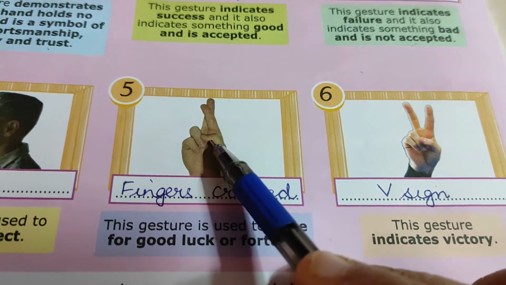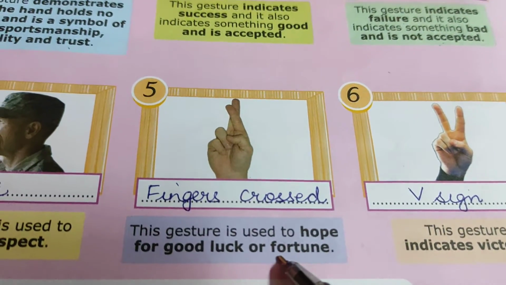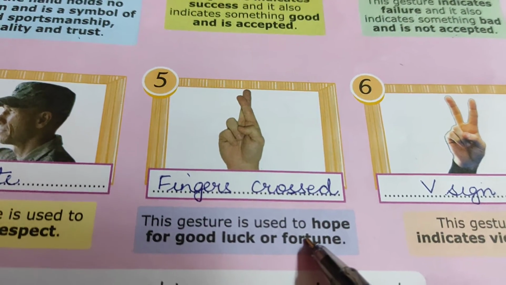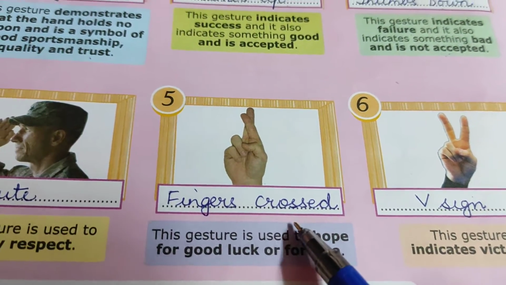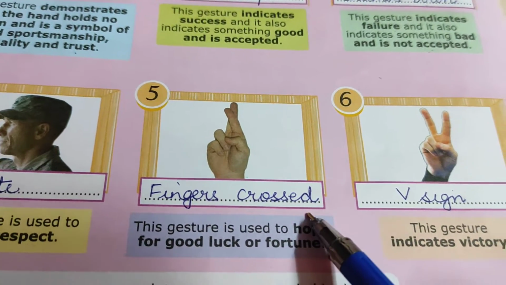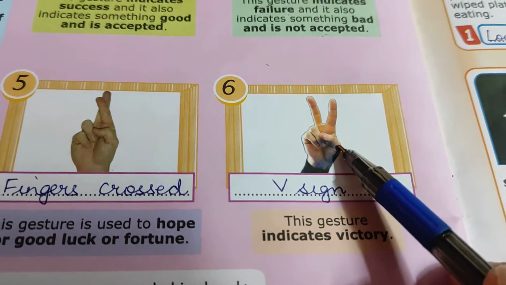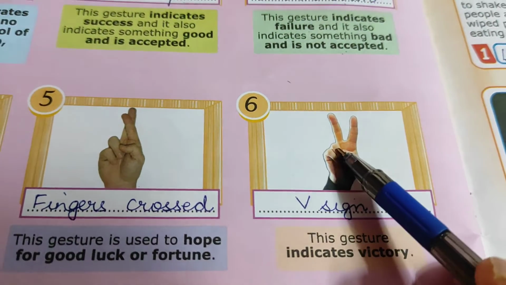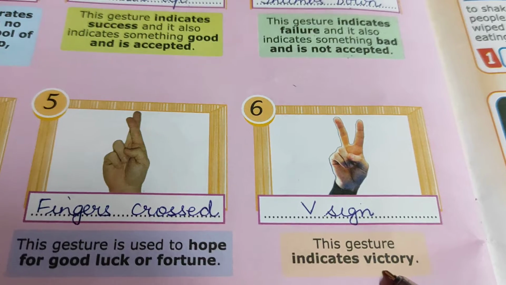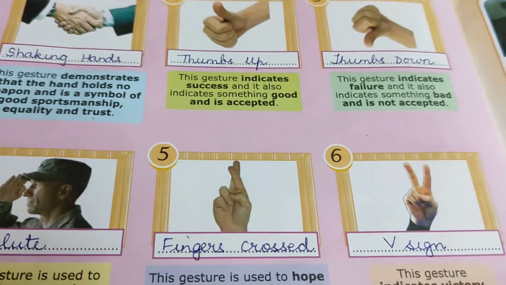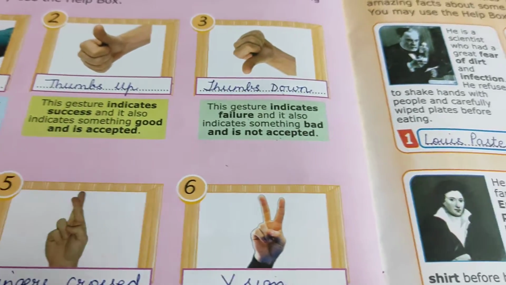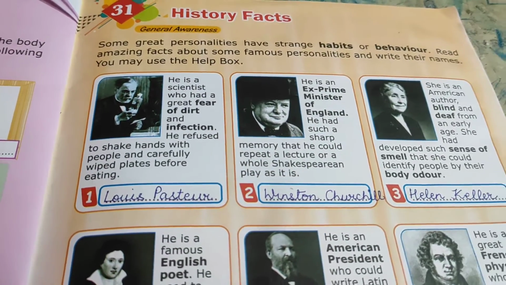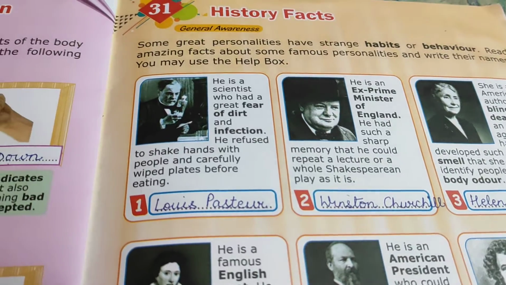This symbol is of the fingers crossed when we are hoping to get some good luck or fortune. Mostly we say we keep our fingers crossed to expect something good. This is the V sign. V sign is the sign of victory. So this gesture denotes victory. So I hope you have understood a few gestures, and these gestures are commonly used all over the world. Not only in India, but all over the world people use these same gestures.